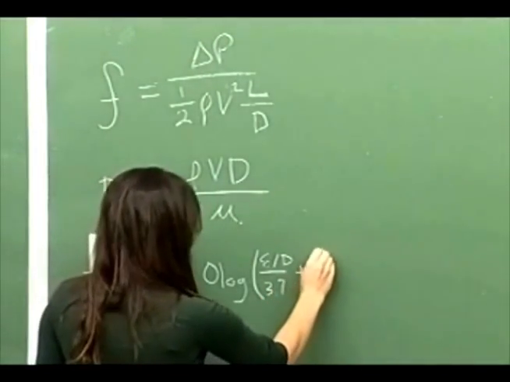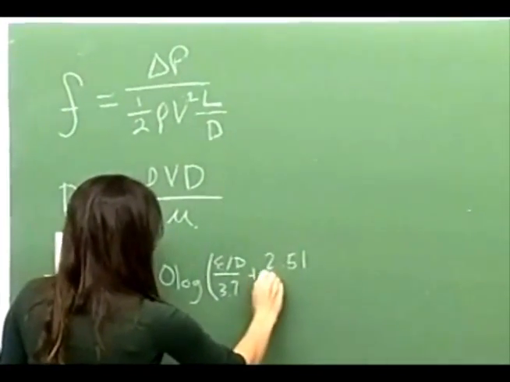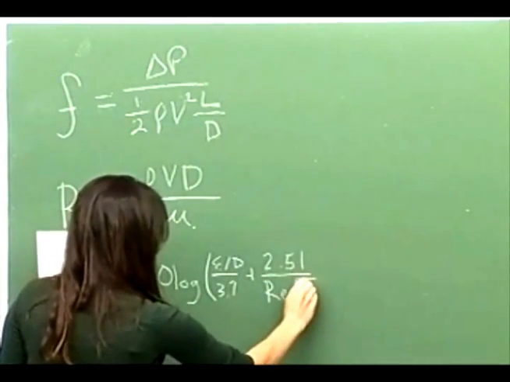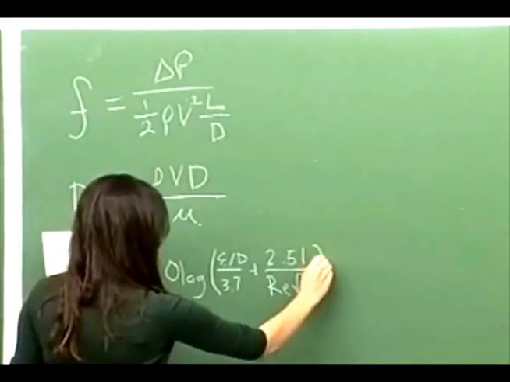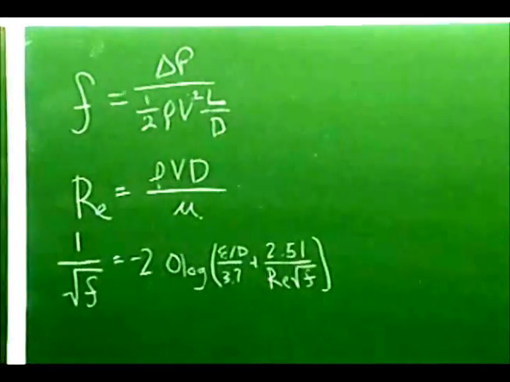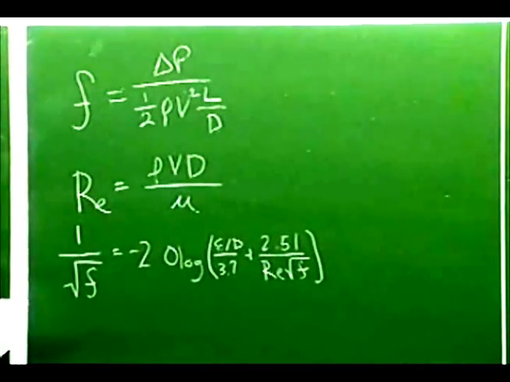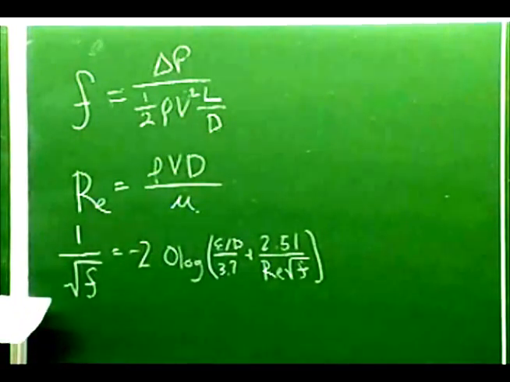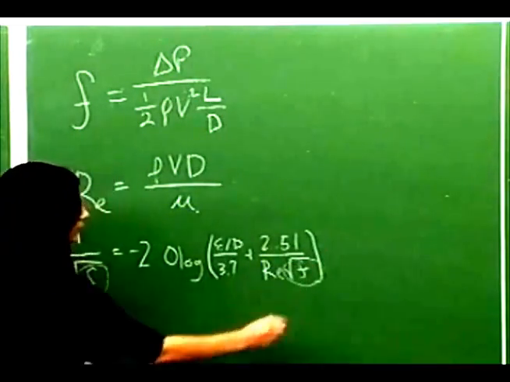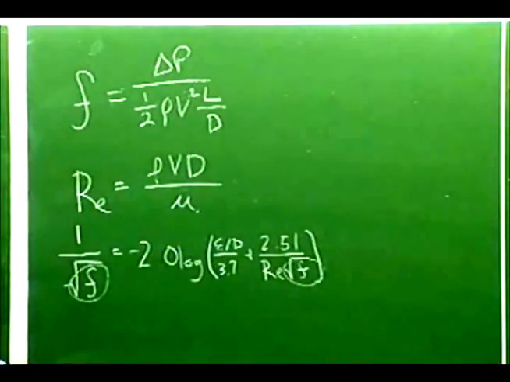.7 plus 0.51. And this equation is going to require a simultaneous solution process to solve for the friction factor, which is located on both sides of the equation. Now you can use Excel or you can use trial and error to find this.